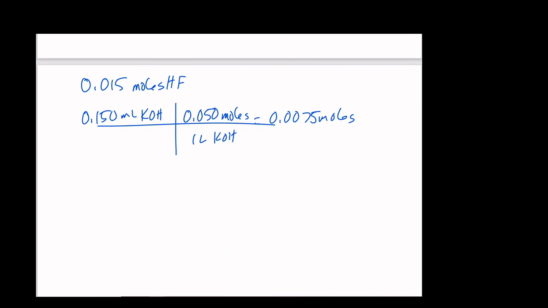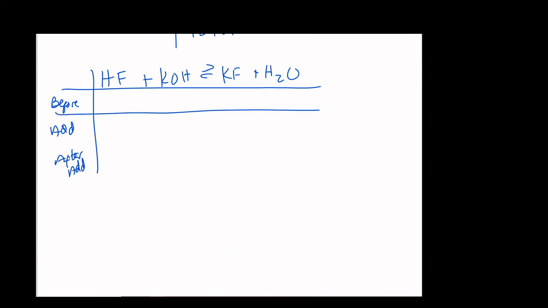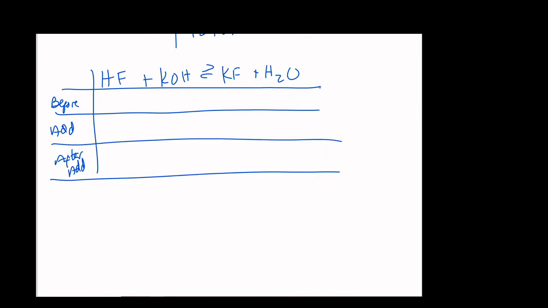Okay. So let's do our table. Let's go ahead and write our equation. HF plus KOH goes to KF plus H2O. All right, now we're doing a reaction. Okay, so we get a before, our addition, and our after addition. So this is not really an equilibrium. This is our reaction. So that's why we're doing a before addition and after addition. And it's our moles that are reacting. So we need to calculate the number of moles we have.